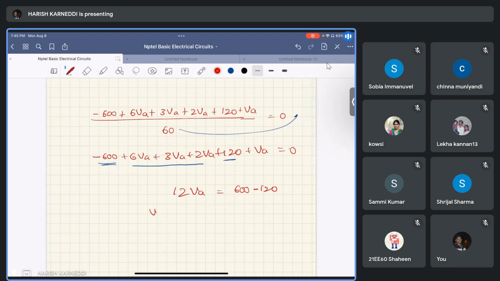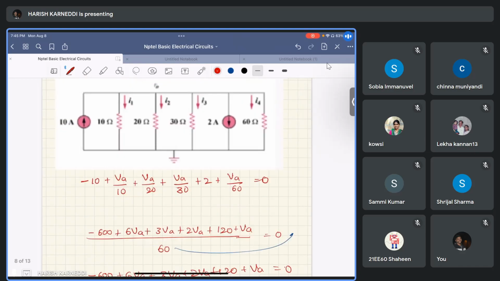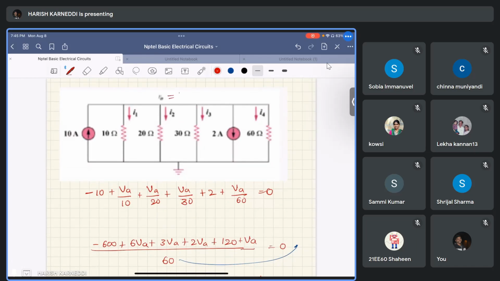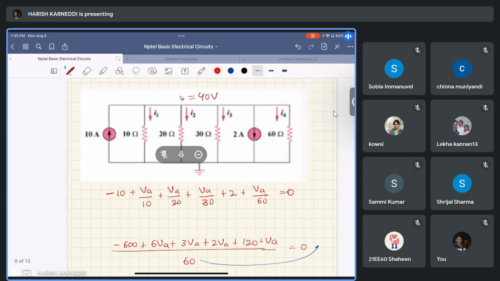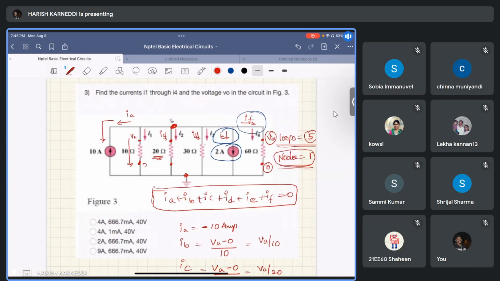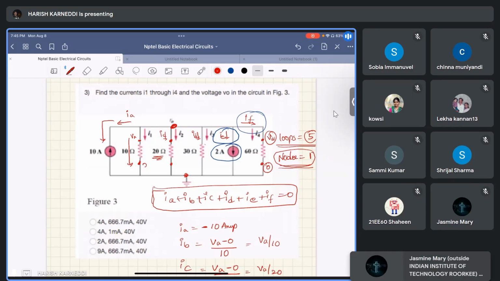So VA equal to 600 minus 120. What is the value? 600 minus 120 is 480, divided by 12. What is 480 by 12? It is 40 volts. The node voltage at this point is 40 volts. Coming to the question, what he asked about: I1, I4 and V0.